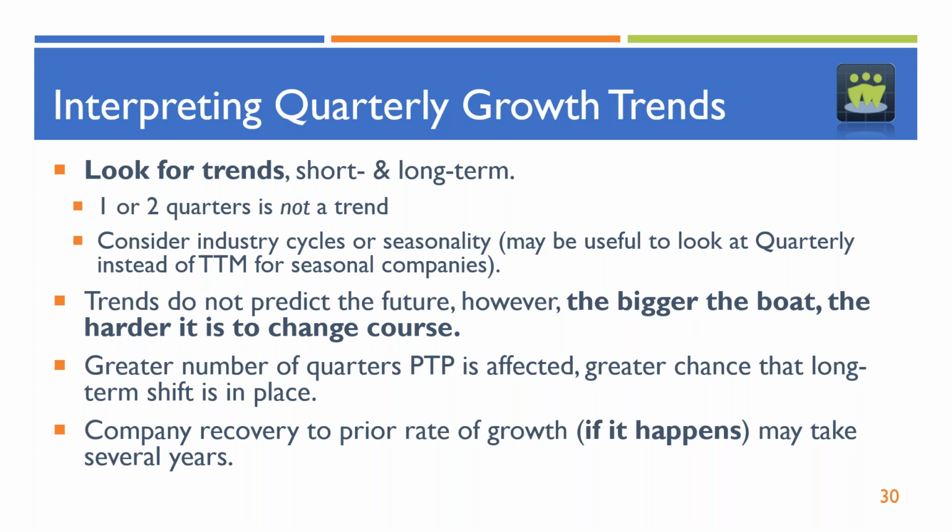So when you do have big companies, especially on particular ongoing trends where it's getting harder and harder for them to make money, it becomes less likely that they're going to be able to turn things around, and they might have to take some pretty severe action to sell off some divisions or reorganize their company in order to get back into a growth trend. And when you're looking at quarterly trends, the greater the number of quarters that especially pre-tax profit is affected, the greater the chance that there's some sort of long-term shift in place.